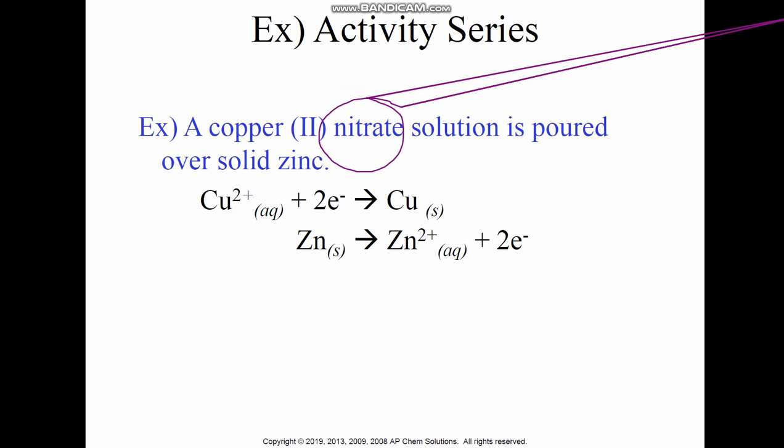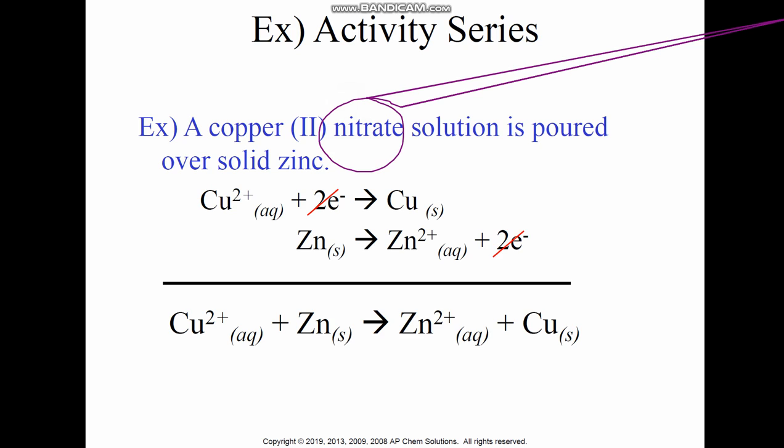Zinc is going to be oxidized because it is lower on the activity series, which is why copper is going to gain the electrons and be reduced, and zinc is going to lose the electrons and be oxidized. The half reactions show what happens to the electrons and what happens to the species. And at the bottom here we have the net ionic equation that is balanced.